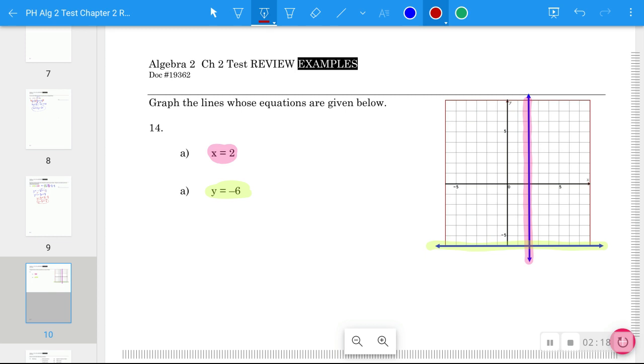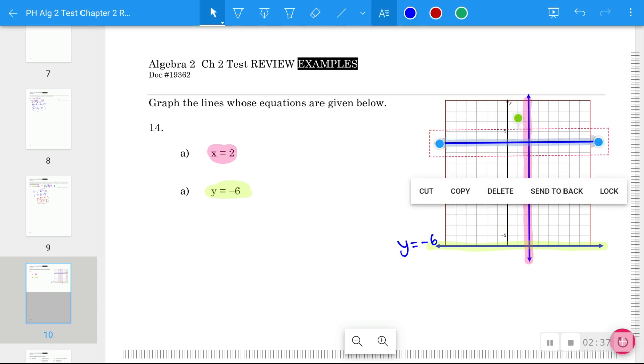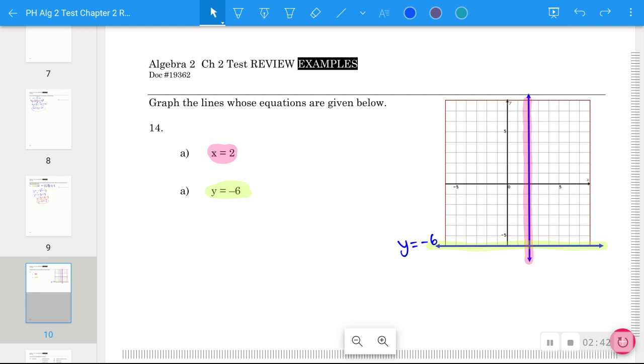Okay, the next slide is all about horizontal and vertical lines, and we covered these, I believe, fairly well in class. But anyway, the y equals lines go horizontally. So here's one at y equals -6. I'll draw another one up here just briefly. Up here, that would be y equals 4. So I'll give you a couple horizontals to look at.